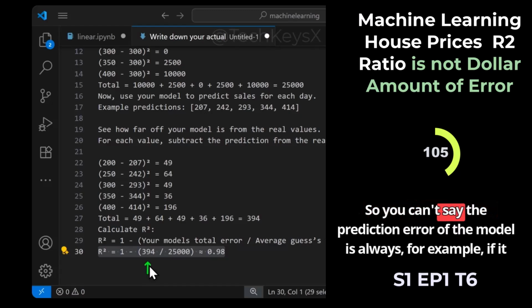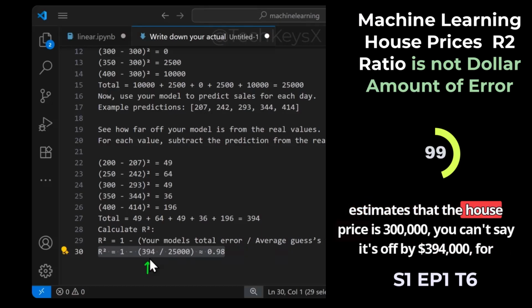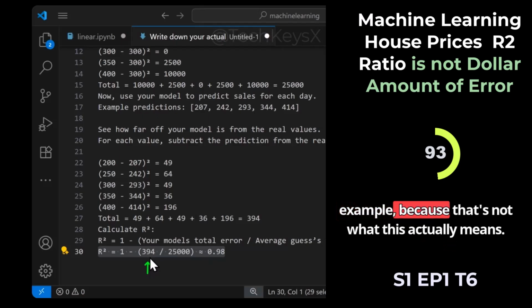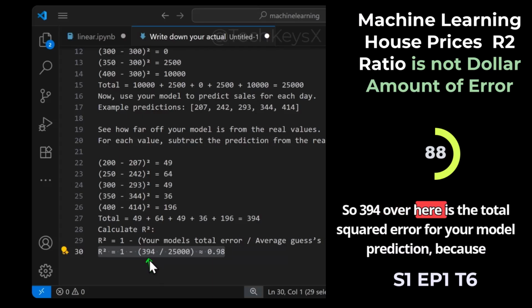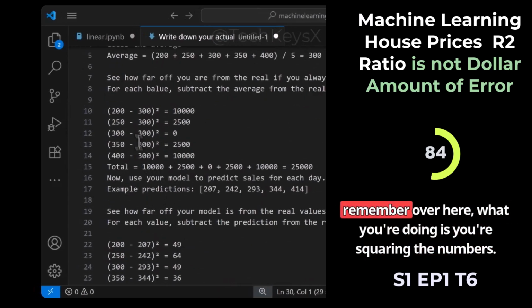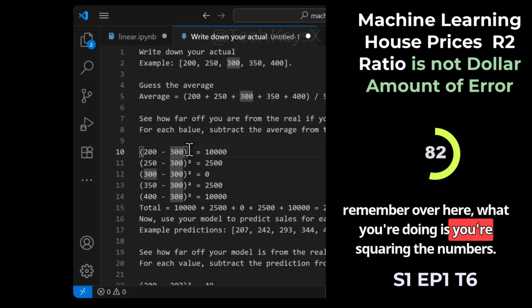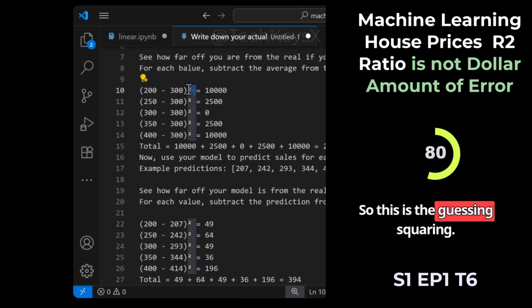So you can't say the prediction error of the model is always, for example, if it estimates that house price is 300,000, you can't say it's off by $394,000, for example, because that's not what this actually means. So 394 over here is the total squared error for your model's prediction, because remember, over here, what you're doing is you're squaring the numbers. So this is the guessing squaring.